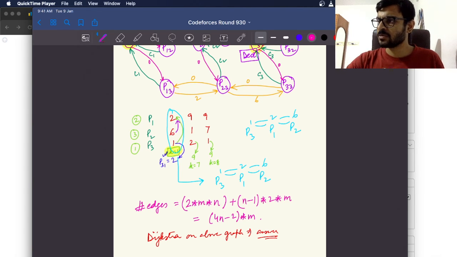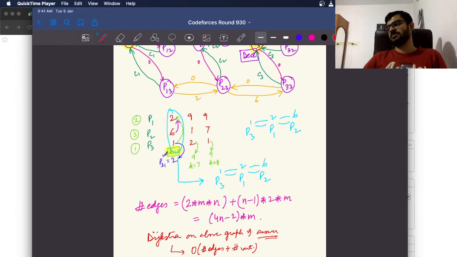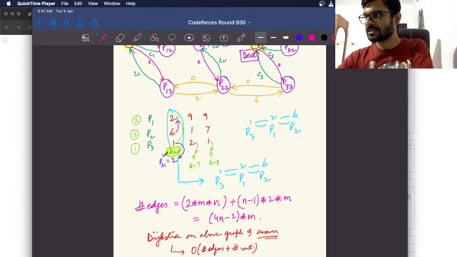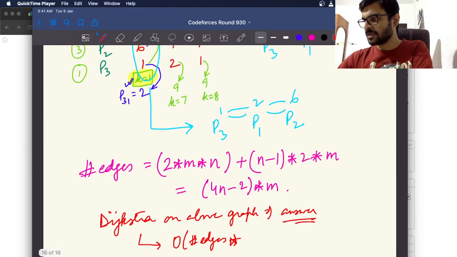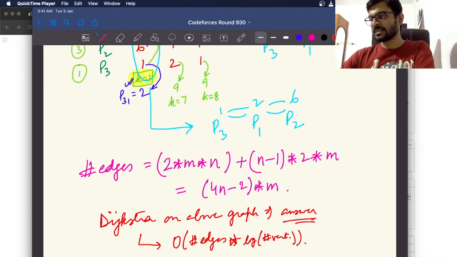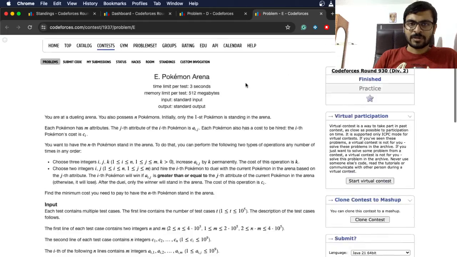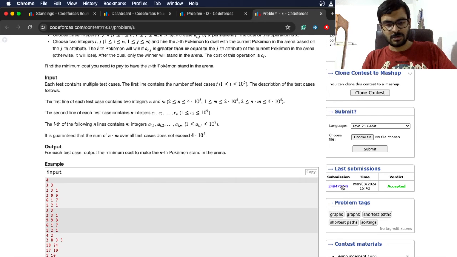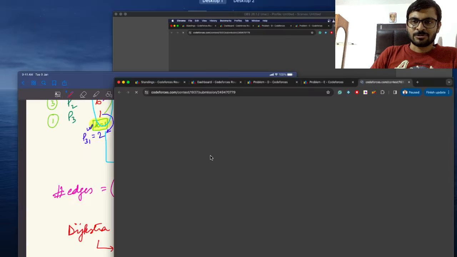Dijkstra basically works with big O of number of edges plus number of vertices. So if it is linear in number of edges and number of vertices, we are good to go. Oh, okay, sorry, it's not exactly so. It's actually into log, in number of edges multiplied by log of number of vertices. Anyway, for this I think 3 seconds are given, so slightly greater time is expected over here. My submission took close to 2 seconds to execute.